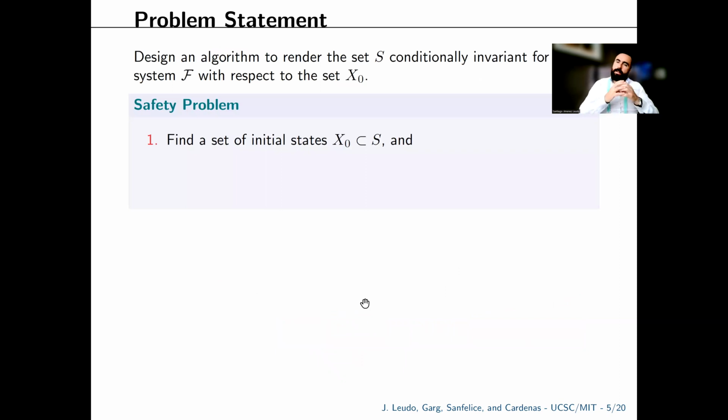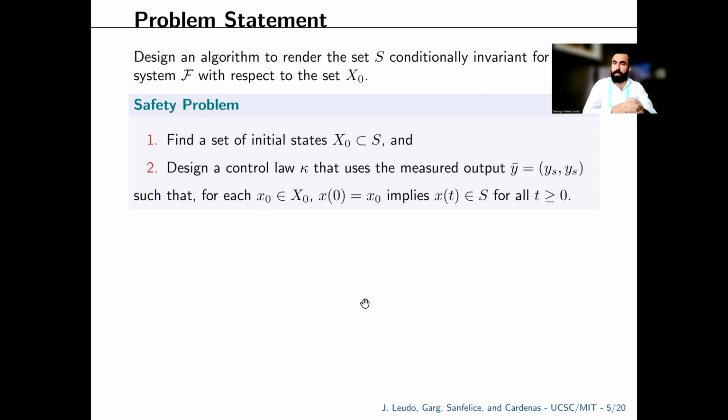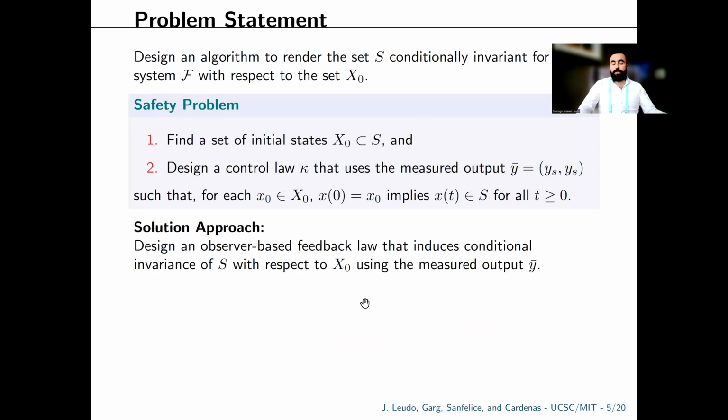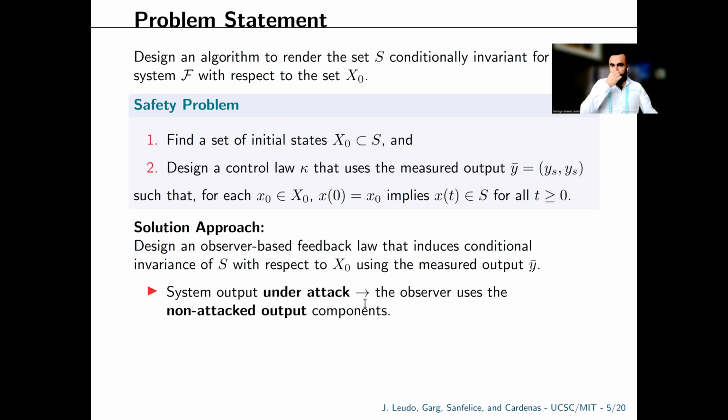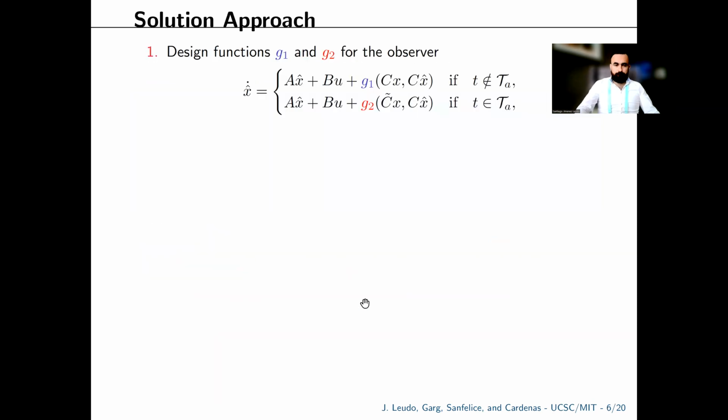Our goal is to find a set of initial states and design a control law based on the available information such that if we initialize correctly, our trajectories will remain in the set S at all times. We do this based on a control design relying on an observer. The intuition of how it works is that under attacks, we use the non-attacked outputs. But when we are not under attacks, we can use the complete output vector.